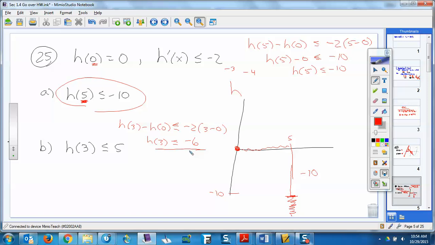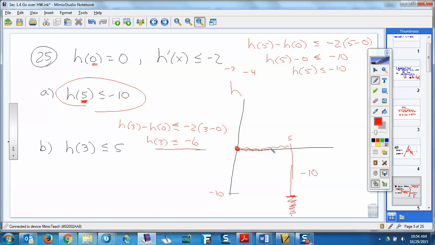Now, you might be saying, but what about 4? What about 3? What about 2? h of 3 can't be those, right? That's what we just showed. h of 3 isn't those numbers. h of 3 is less than or equal to negative 6, and those numbers are all less than or equal to 5.